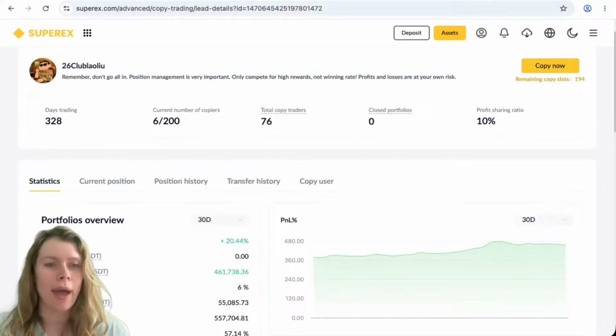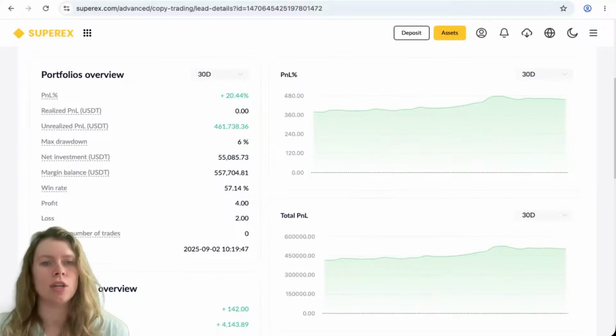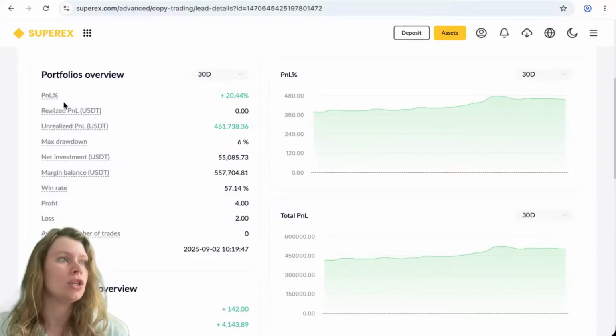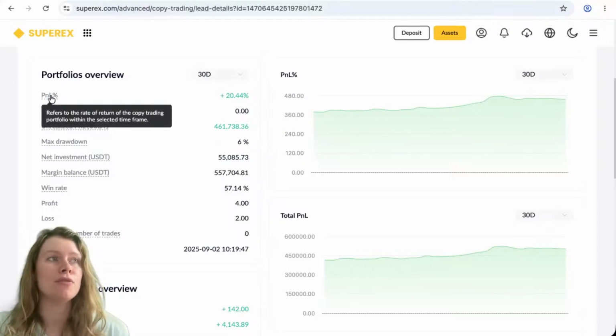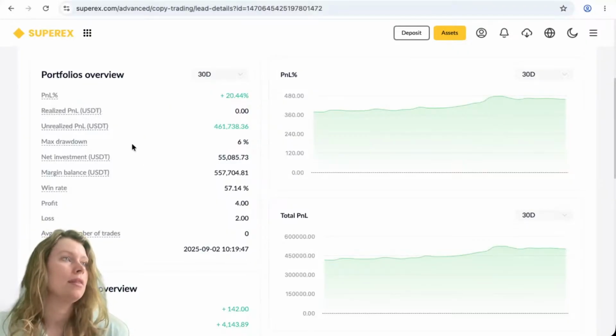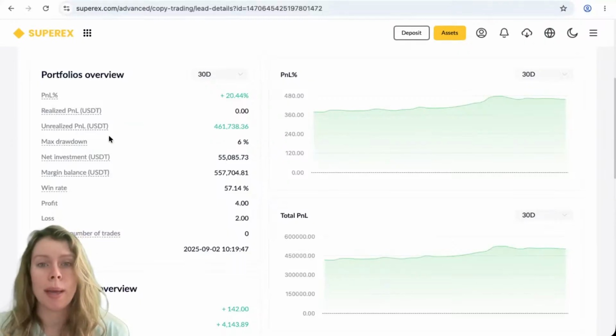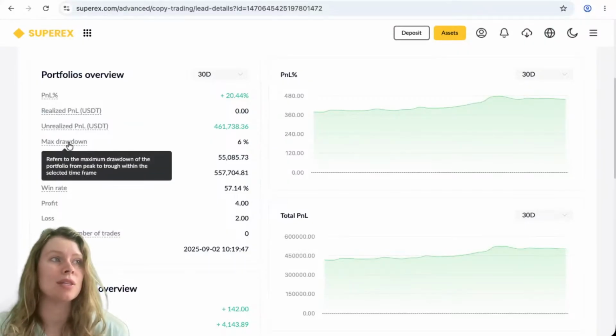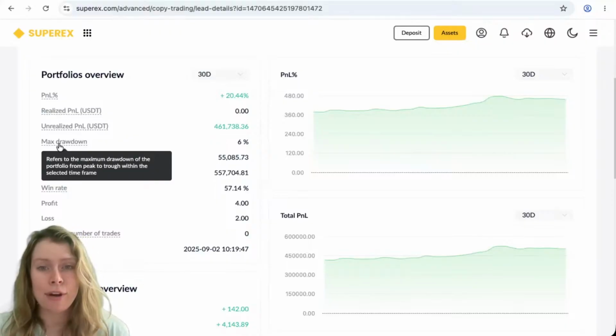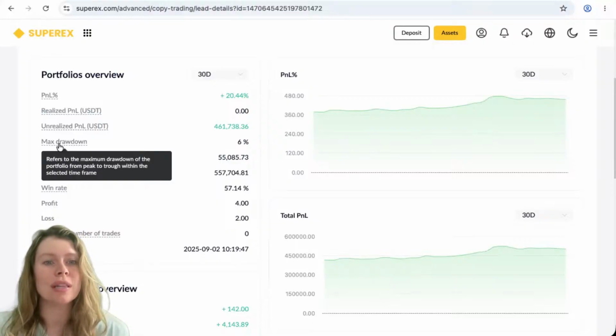Okay, number 3, the part that I would like you to pay attention to, is the performance metrics. All right. So we've got a P&L. It refers to the rate of return of the copy trading portfolio within a selected time frame. Theirs is at 20.44%, okay? Then if we go down to max drawdown, 6%. This refers to the maximum drawdown of the portfolio from peak to trough within the selected time frame, okay? So that's pretty solid. That means that even at the worst, they only dropped to around 6% from peak.